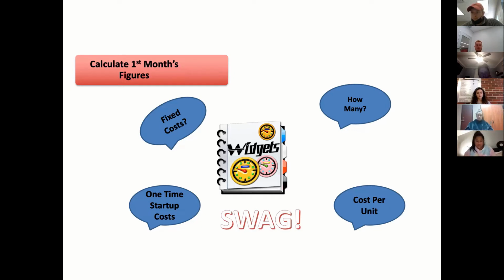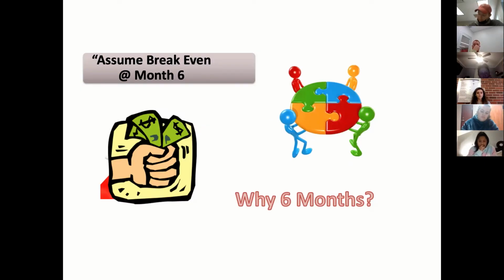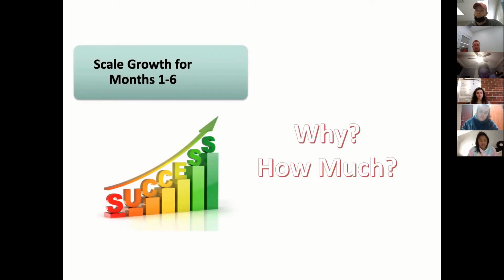Calculate the first month. What's the fixed cost going to be? What's the one-time startup cost going to be? How many alligators is he going to catch at a cost per unit? And I explained to you why 6 months, because we wanted to give him time to get the traction. Go from 1 month to 6 months.